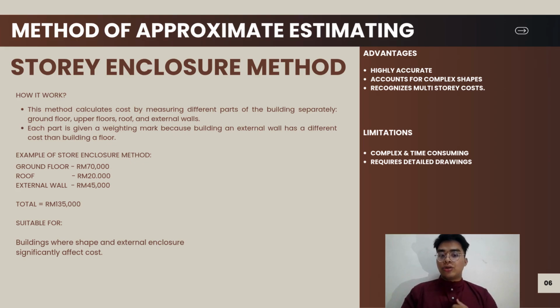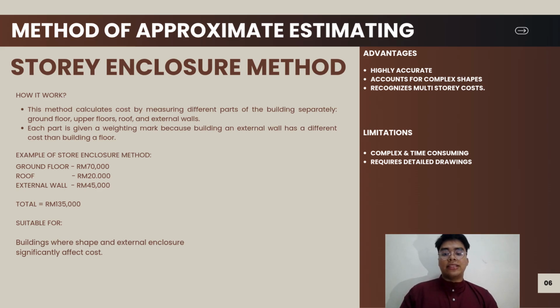Next, let's look at the storey enclosure method. This technique calculates costs by measuring different parts of the building such as the floor, upper floor, roof, and external walls. Each component is given a specific weighting mark because building an external wall has a completely different cost than building a floor. As shown in the example, summing up these separate weighted parts gives us a total estimate of 135,000 ringgit. This is highly suitable for unique buildings where the overall shape and external enclosure heavily impact the total cost.